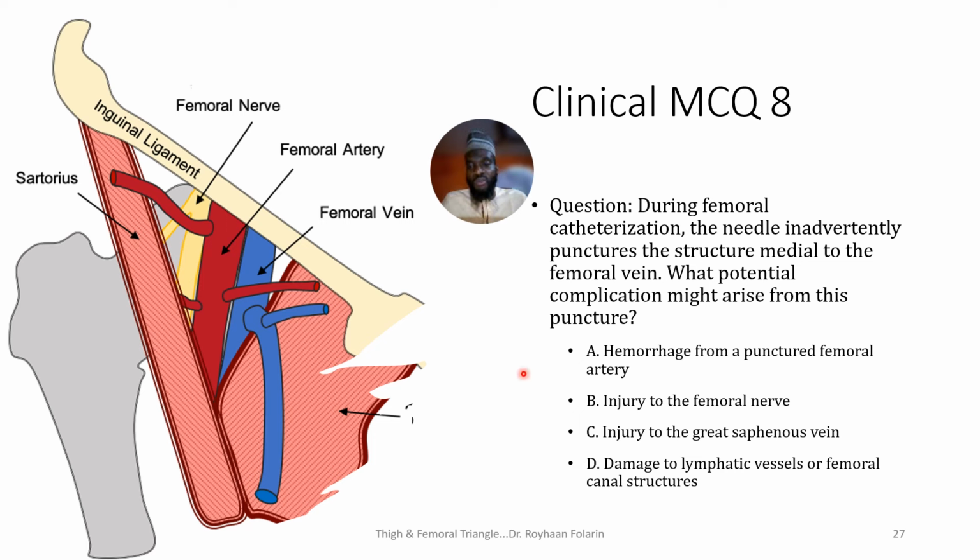Will it be a hemorrhage from a punctured femoral artery? Will it be an injury to the femoral nerve? Will it be an injury to the great saphenous vein, or damage to lymphatic vessels or femoral canal structures? I think I have simplified that enough.